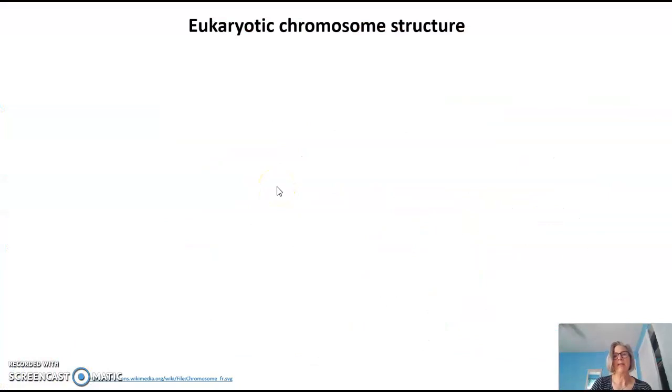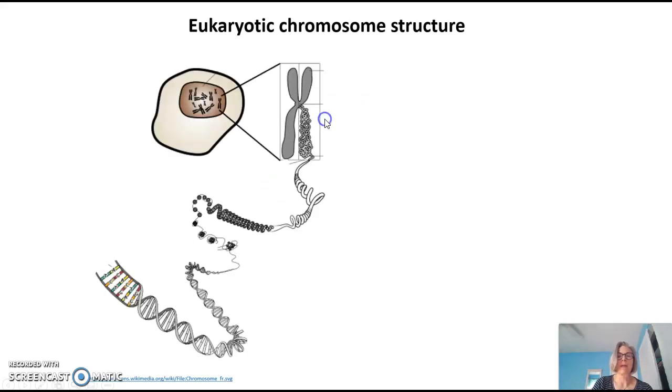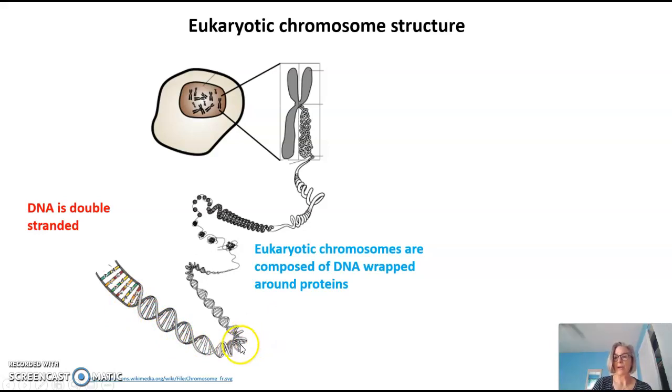Hi everyone, tonight's video is on eukaryotic chromosome structure and how it changes through the cell cycle. So here we have a picture of our DNA, and you recognize DNA as being double-stranded and in this double helix form. Eukaryotic chromosomes are actually composed of DNA wrapped around proteins, and they wrap and wrap and wrap around more protein structures until they fold up into the structure that you are used to seeing as a chromosome.